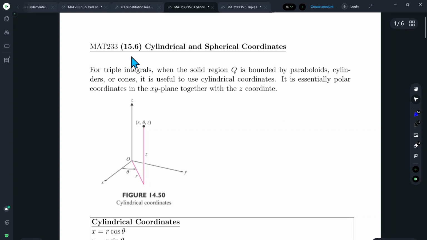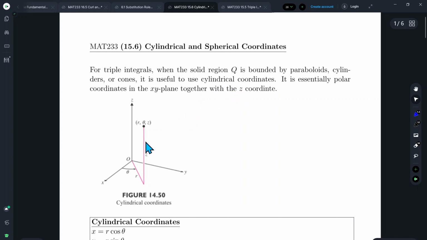In section 15.6, we go over cylindrical and spherical coordinates. So first, let's discuss cylindrical coordinates. When dealing with triple integrals, and the solid region Q is bounded by, say, paraboloids, cylinders, or cones, typically it's going to be useful to calculate using cylindrical coordinates.